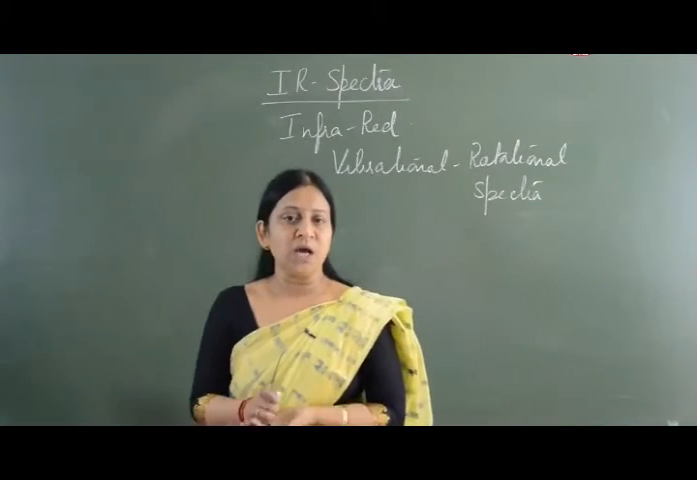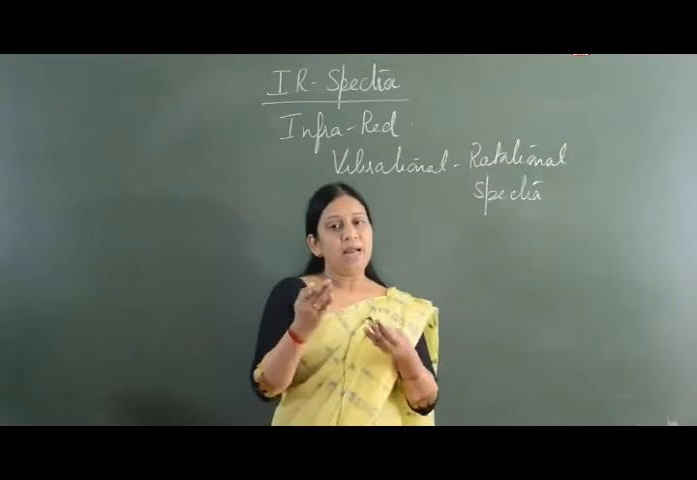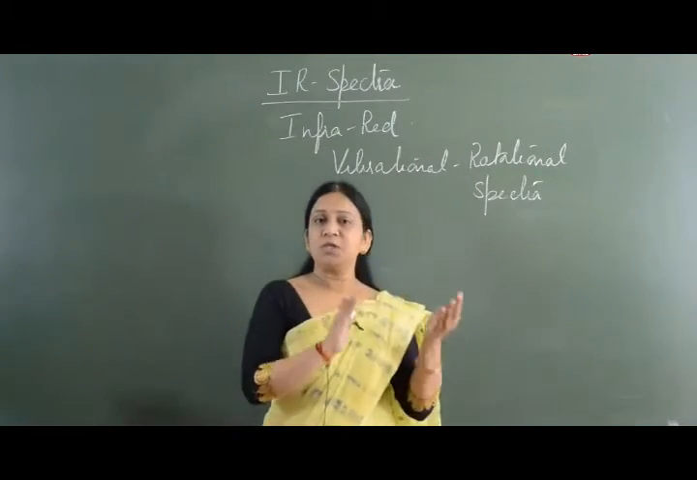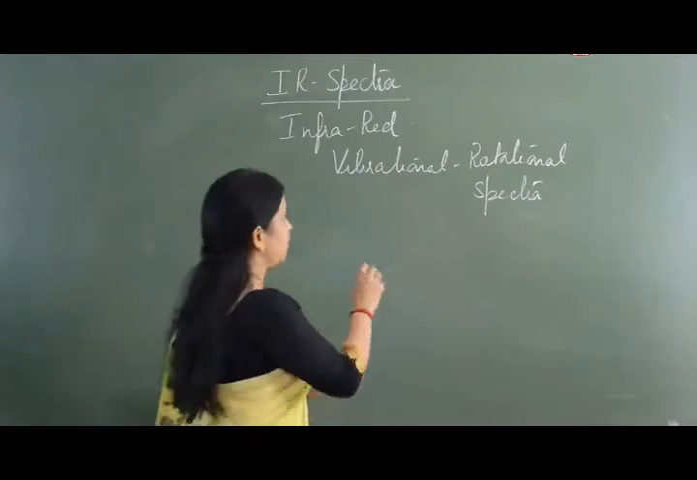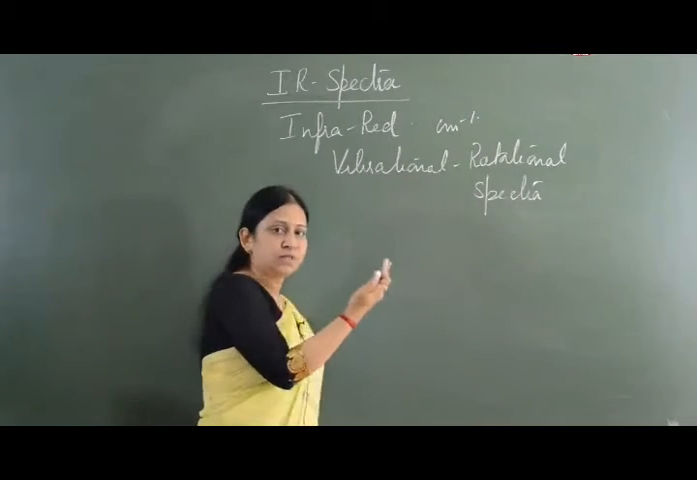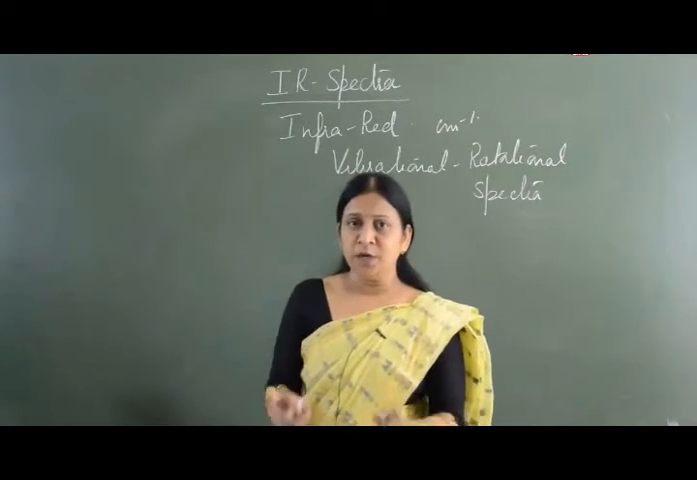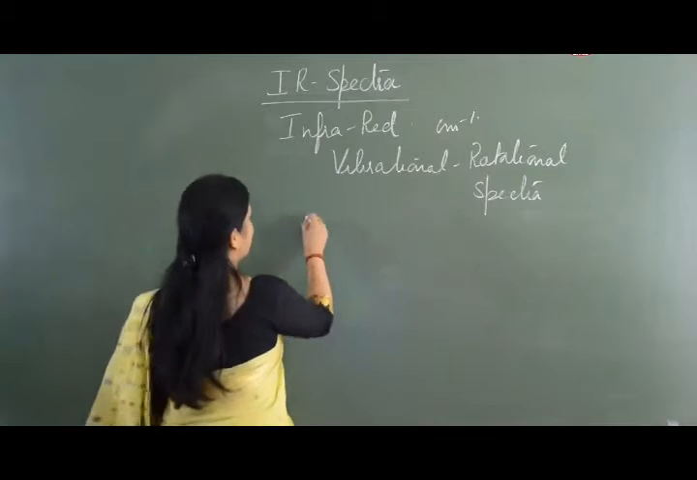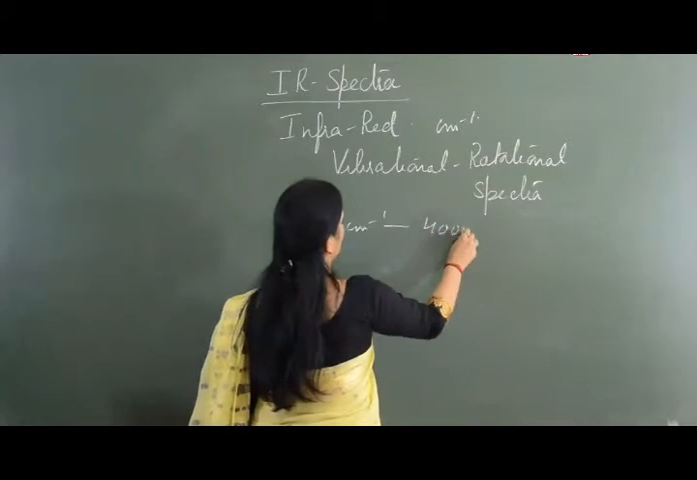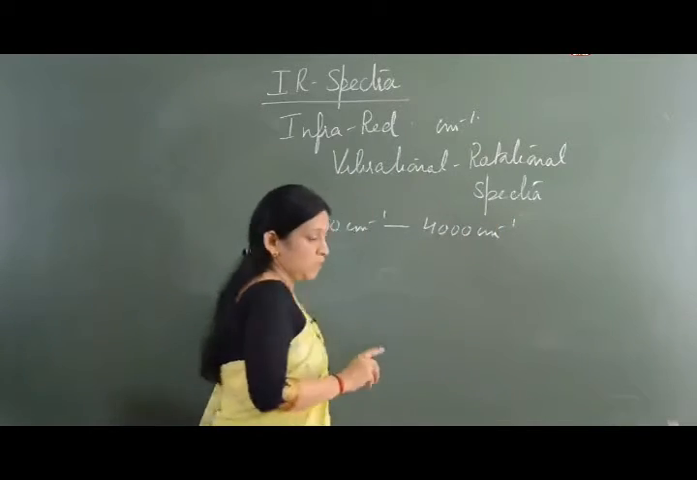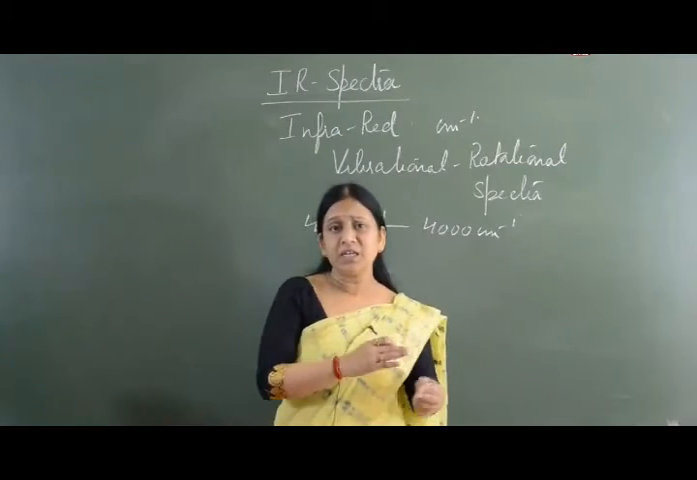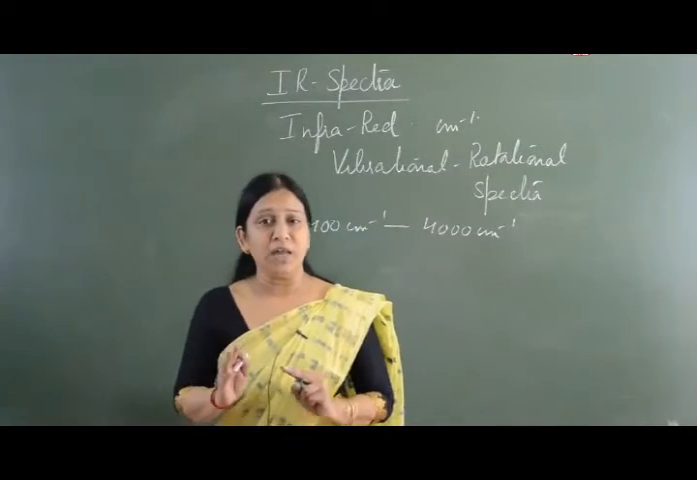Now radiations are a form of energy, and energy is directly proportional to frequency, but inversely related to wavelength. So IR spectra is always expressed in terms of frequency, that is centimeter inverse. The range of IR spectra is from 400 centimeter inverse to 4000 centimeter inverse. So this is the main range.